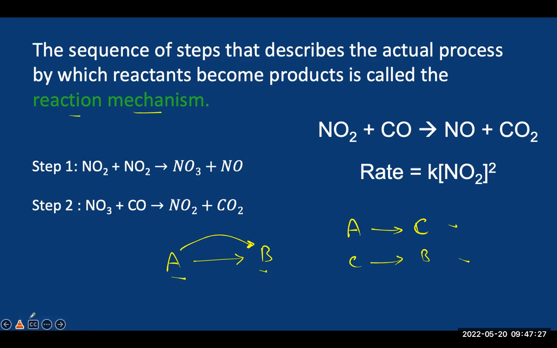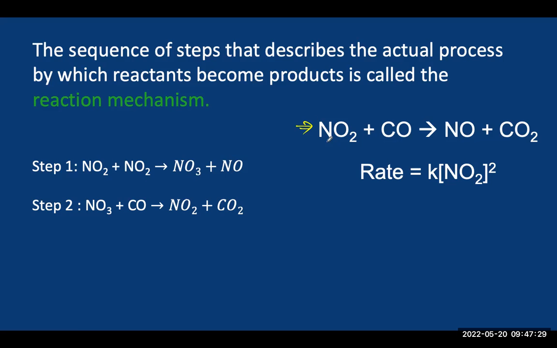If we see here, we have this reaction: NO2 plus CO yields NO plus CO2. So this is the reactant here, and these are the products. The reactants should form the products, but actually they will form the products in two steps.